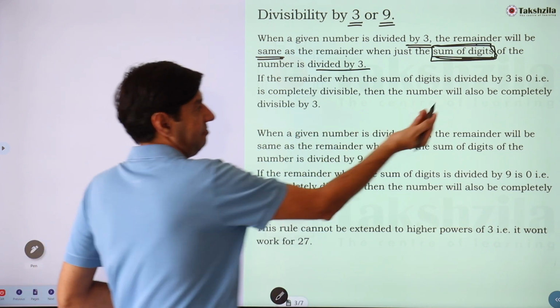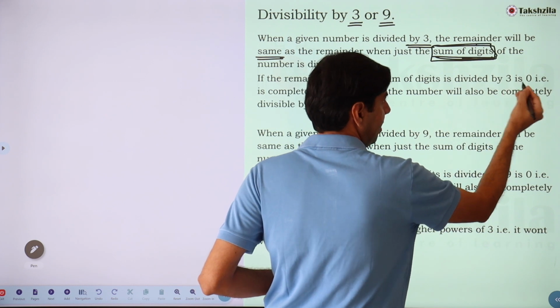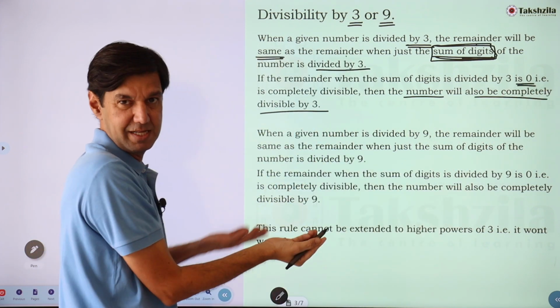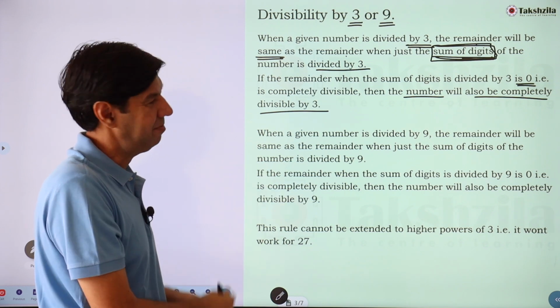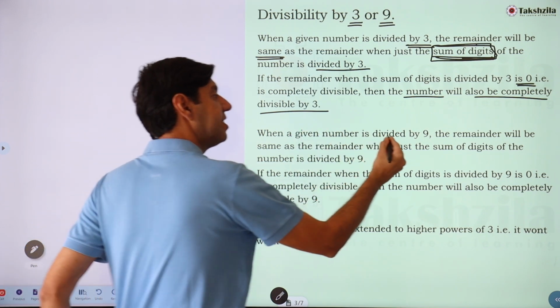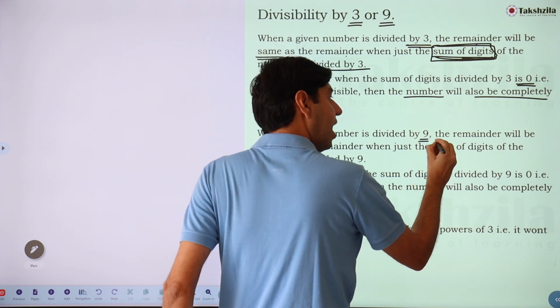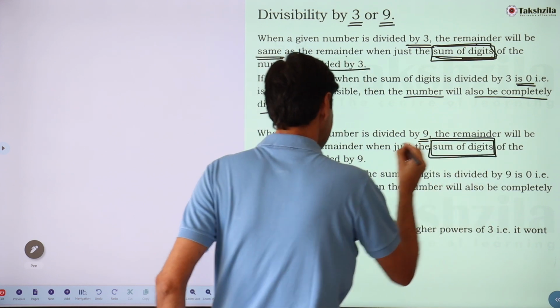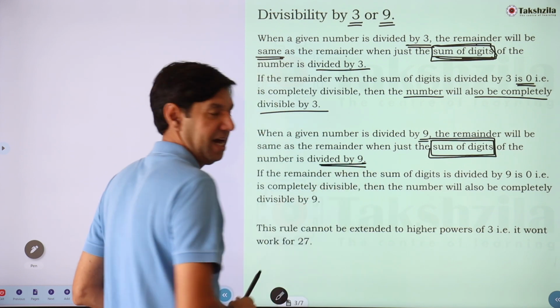Okay, and if it is divisible by 3, then the number is also completely divisible by 3. It directly follows. Once you know the remainder, if the remainder is 0, it is divisible. The same logic works for 9. Here also you take the sum of digits, but this time you divide it by 9 and not 3.